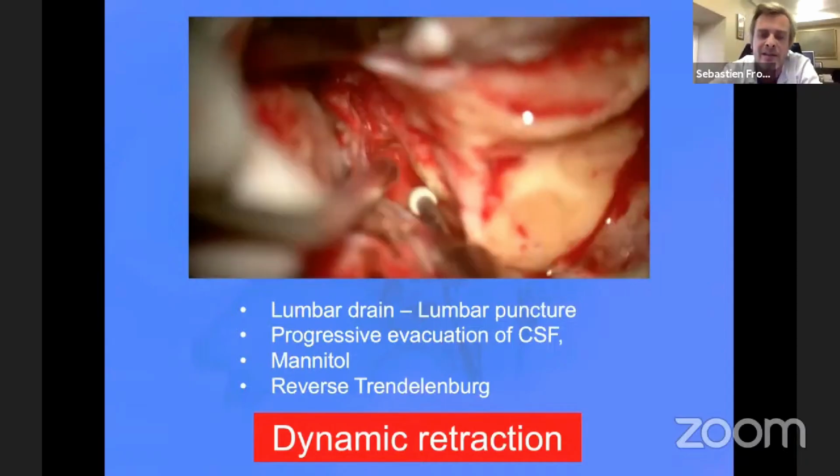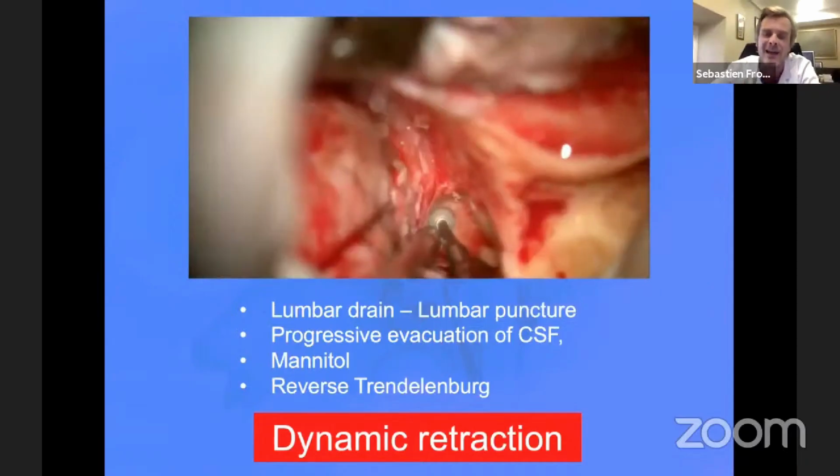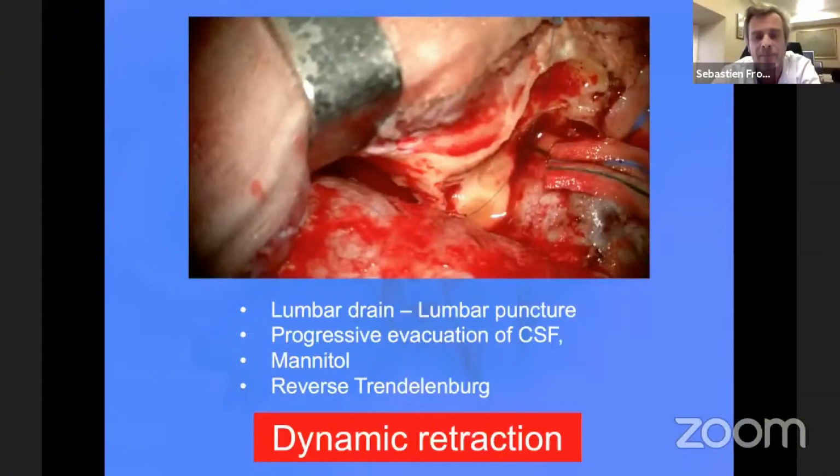Just retract the dura with your suction. I like to feel this pulsation of the brain behind my suction. For this, you may need a lumbar drain. As I said, I'm not using it anymore. You need to evacuate CSF with a small incision at the beginning of the convexity, like this. Progressively, CSF goes out, drop after drop. You need a good anesthesiologist, and you need to be careful with the head-up position.